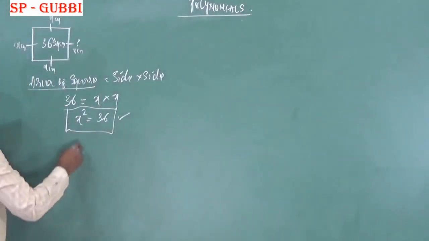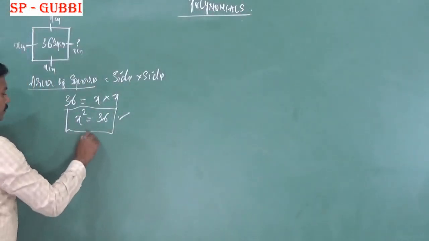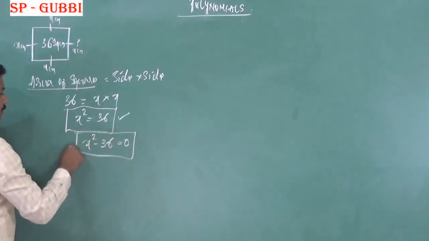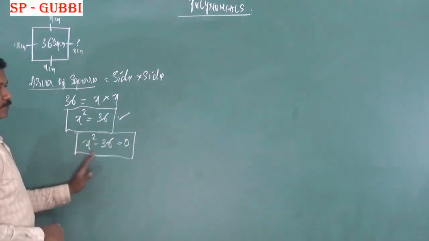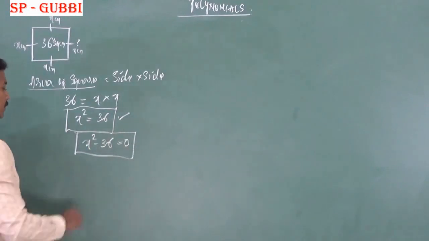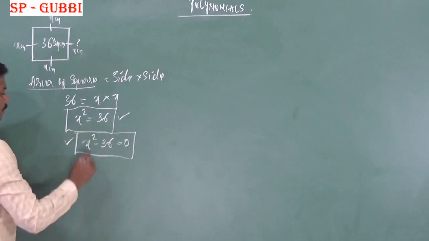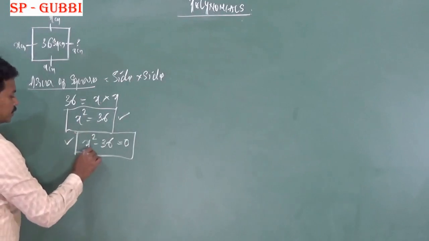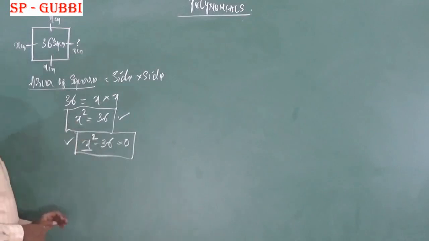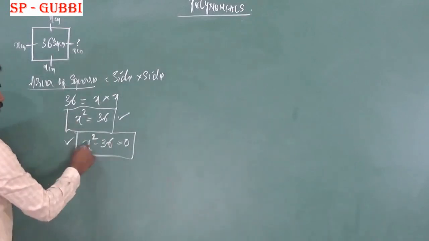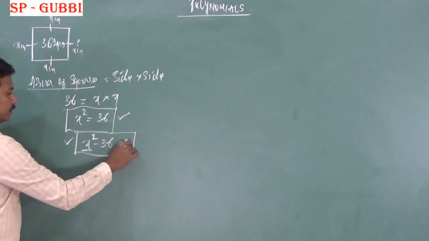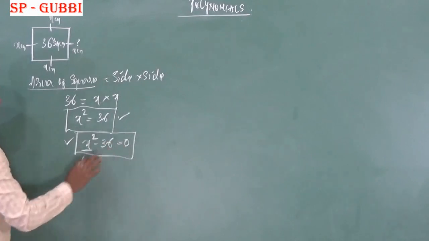Now if you bring it to the standard form, x square minus 36 is equal to 0. This is in the standard form, because we have made the RHS equal to 0. Here we observe that for the variable x, the degree involved will be 2. There are two terms here: x square is one term, minus 36 is another term, and it is equated to 0. Okay, no problem.